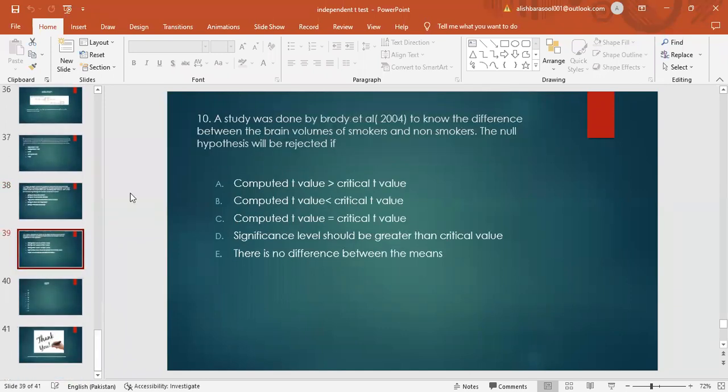A study was done by Brody et al., 2004, to know the difference between the brain volumes of smokers and non-smokers. The null hypothesis will be rejected if: A, computed t-value is greater than critical t-value; B, computed t-value is less than critical t-value; C, computed t-value is equal to critical t-value; D, significance level should be greater than the critical value; E, there's no difference between the means. A. Yes, A is the right answer. Computed t-value should be greater than the critical t-value, then we will reject the null hypothesis.